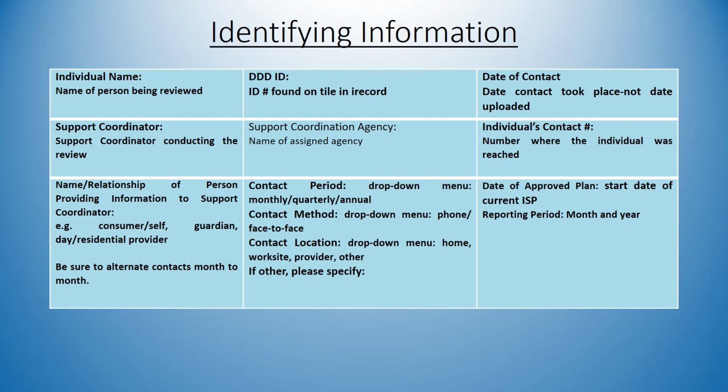You will also identify the contact period, the contact method, and the contact location. These are drop-down menus where you can indicate whether it's a monthly, quarterly, or annual contact, whether it was done by phone or face-to-face, and the location that the monitoring took place. Finally, you will indicate the date of the approved plan and the reporting period, which would be the month and the year that you're conducting the monitoring.